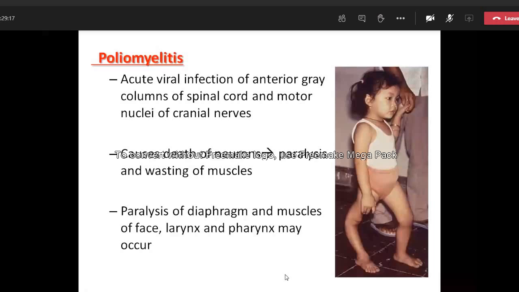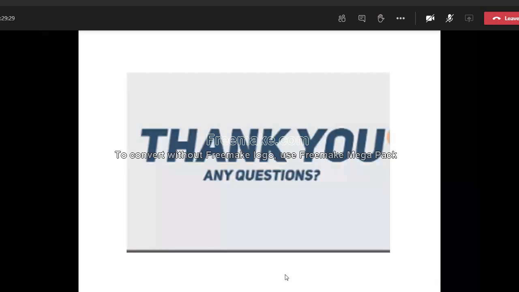You should always keep in mind anterior, because anterior is mainly concerned with motor function. Posterior is concerned with sensory function. So this you must remember. So this completes our class.